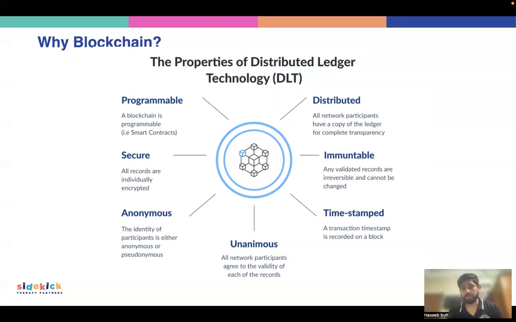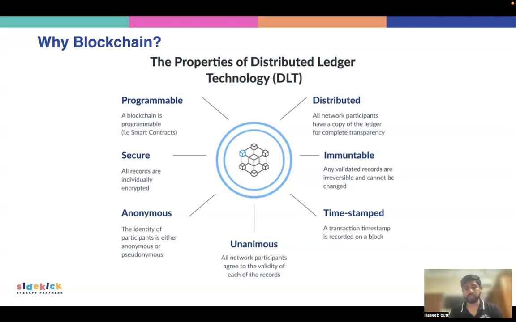It's immutable. Any validated records are irreversible and cannot be changed. Like I told you, if we change a block, we will lose its hash. Whenever we change data in a block, its hash will change. It is timestamped. A transaction is timestamped and recorded on a block. Whenever a transaction is done, A to B, we are transferring the money, the time is recorded for that. It is consensus-based: all network participants agree to the validity of the transaction.